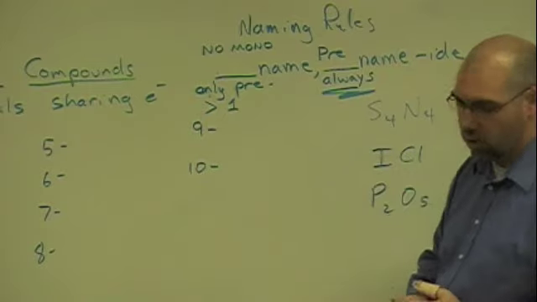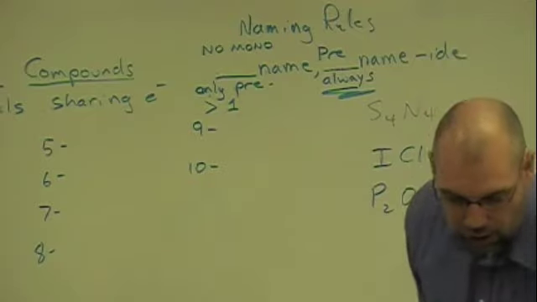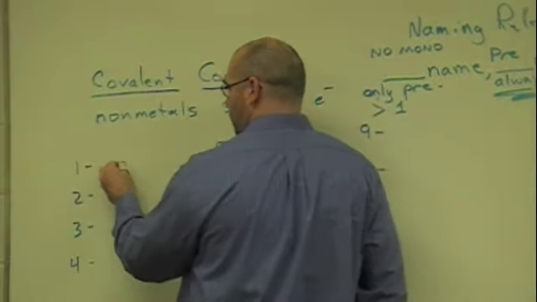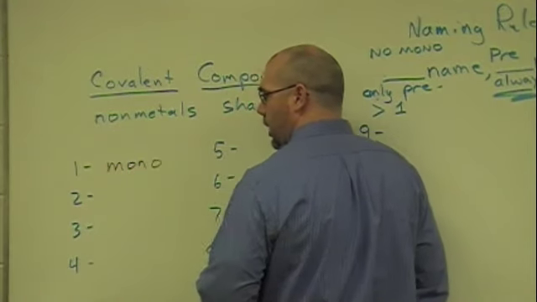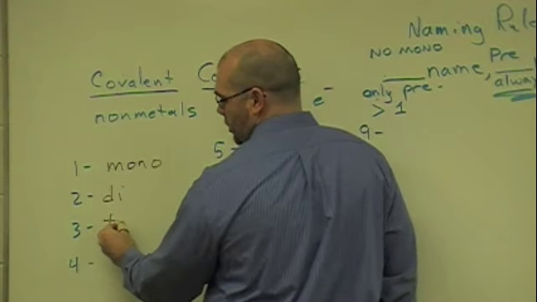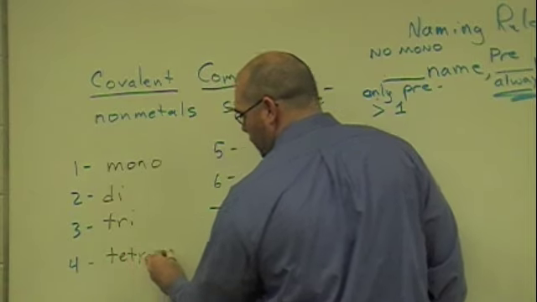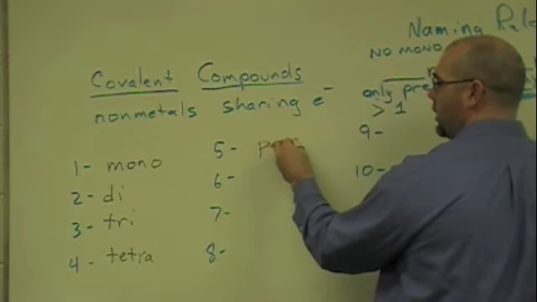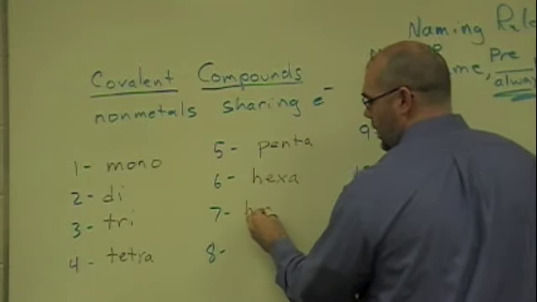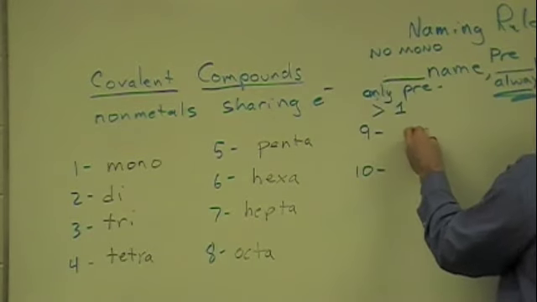Okay, so we better go through and write down the names of these prefixes. So 1 is mono. The prefix for 2 is di. The prefix for 3 is tri. The prefix for 4 is tetra. 5 is penta. 6 is hexa. 7 is hepta. 8 is octa. 9 is nona.